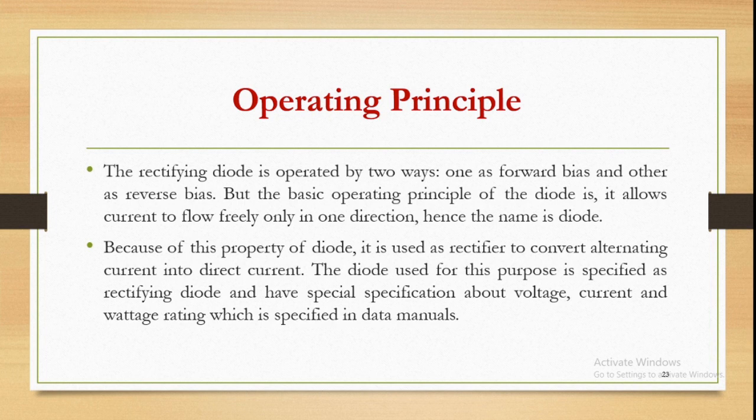A rectifier diode is operated in two ways, one is forward bias, the other is reverse bias. But the basic operating principle of the diode is to allow current to flow freely in one direction and not in the other direction. Hence the name diode. Because of this property, it is used as a rectifier to convert alternating current into direct current. The diode used for this purpose is specified as a rectifying diode. They have some special specifications about voltage, current and wattage rating, which are specified in data manuals.